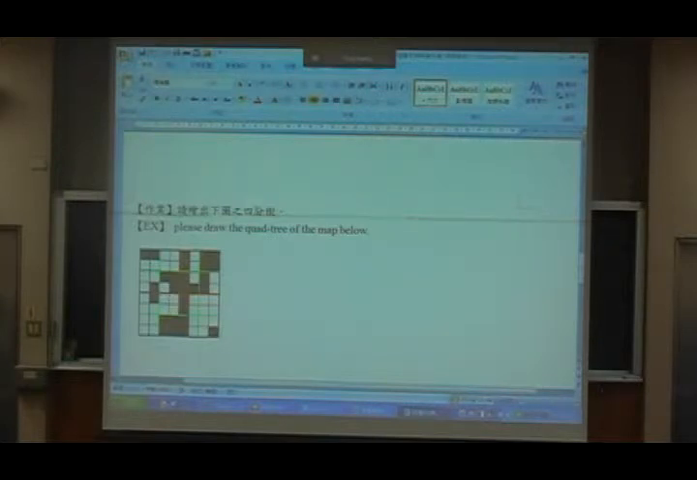Another homework. You have 2 homework. So I give you this map. Please draw the portrait of this map. Okay.